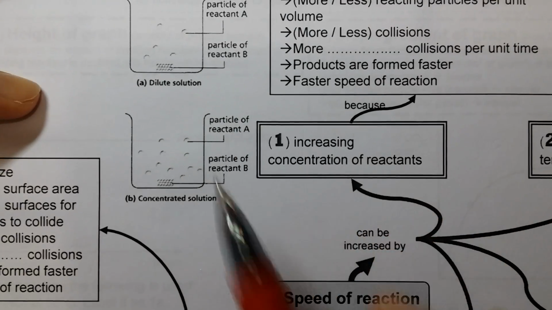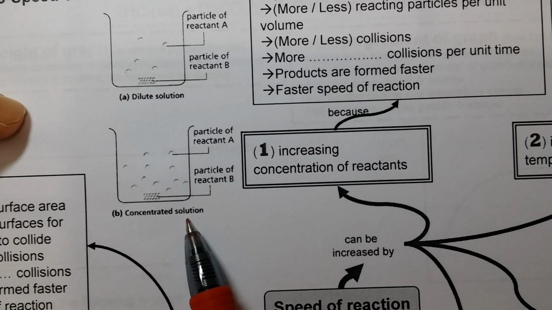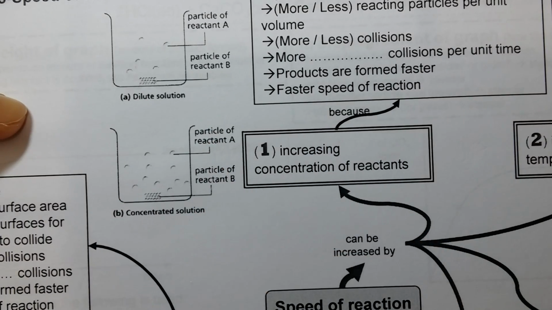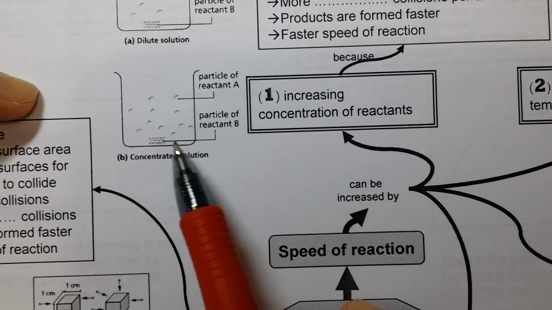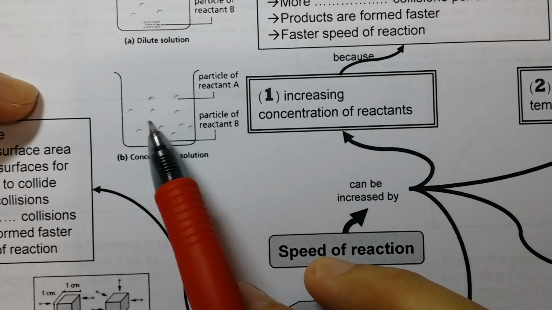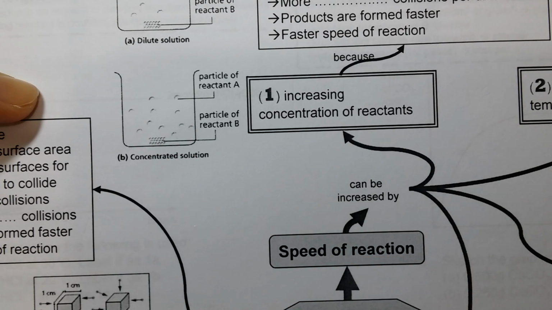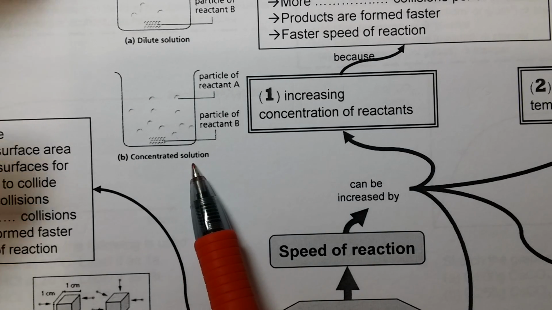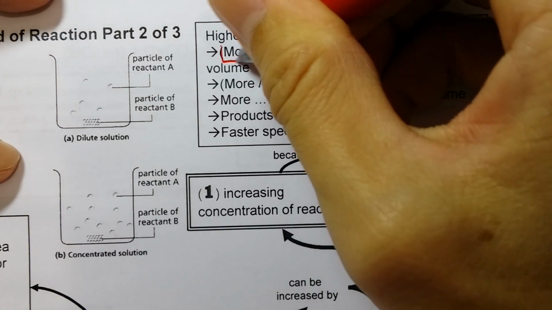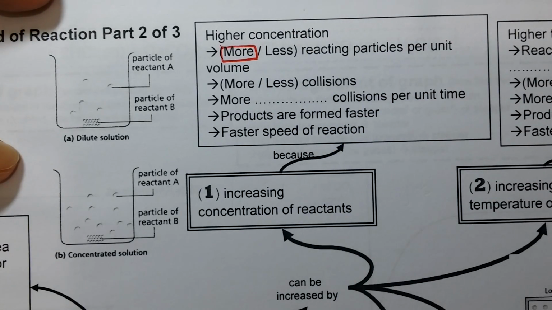For example, in this case, you have a concentrated solution and a diluted solution. The diluted solution has 5 particles of reactant A. And the concentrated solution has 11 particles of reactant A. So a concentrated solution, basically at the particle level, means that there will be more reacting particles per unit volume.